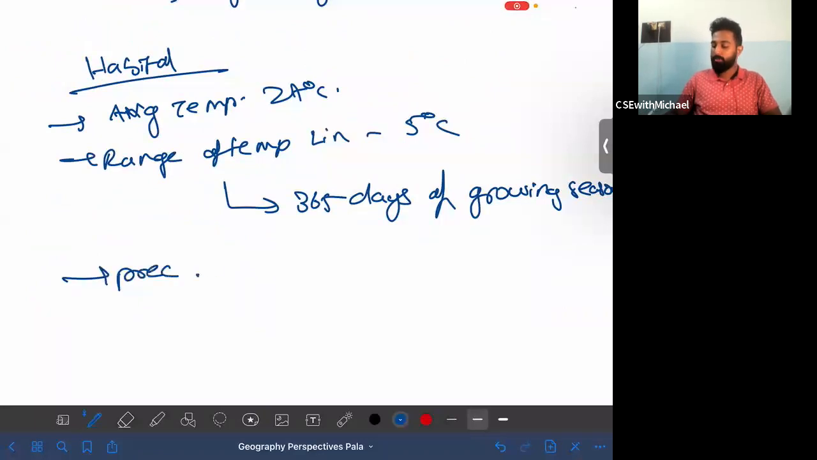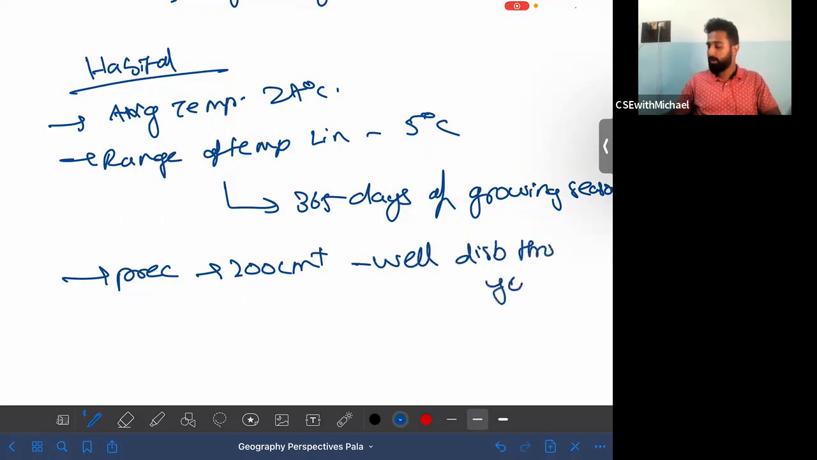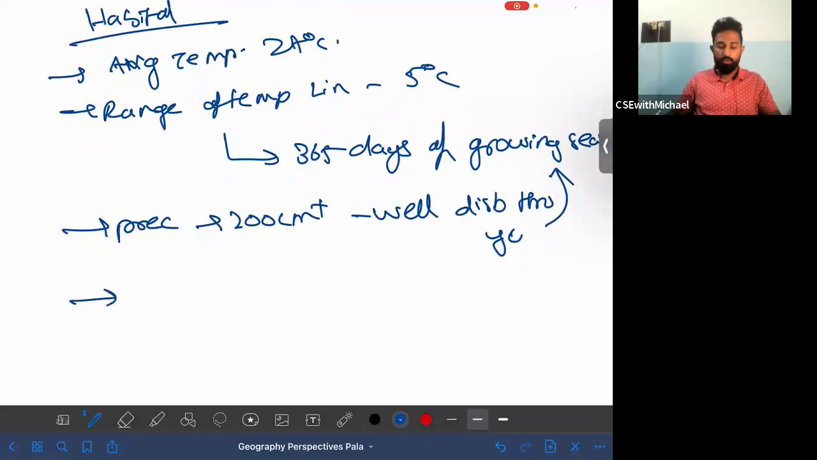Now, with respect to precipitation, normally you will see more than 200 centimeters of rainfall, very well distributed throughout the year. That also contributes to the year-round growing season. So these are a few characteristics we can learn from the habitat. Most importantly, it allows plants to be grown throughout the year.